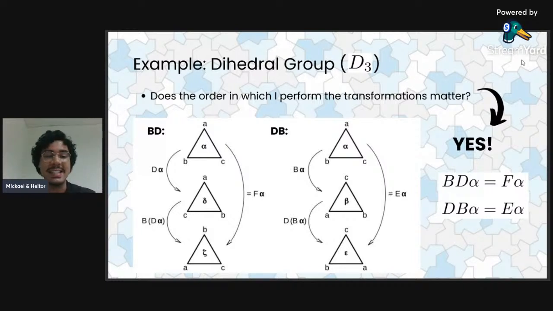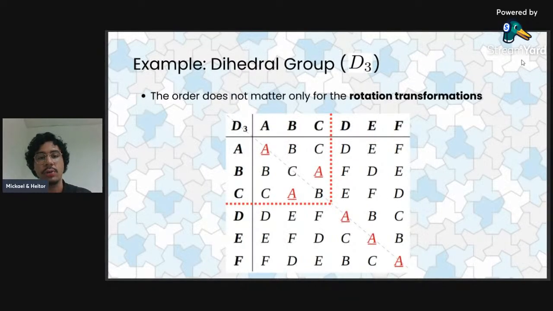So I end up with the zeta orientation. If I do the same thing, but with the inverse order, that is, I apply the rotation B and then the reflection D, I end up with the epsilon orientation. So although the symmetry is preserved in both ways, the final orientation is different. At the end of the day, what I want to say is that the order in which I perform these symmetry transformations matters. I do not end up in the exact same place if I just change the order.